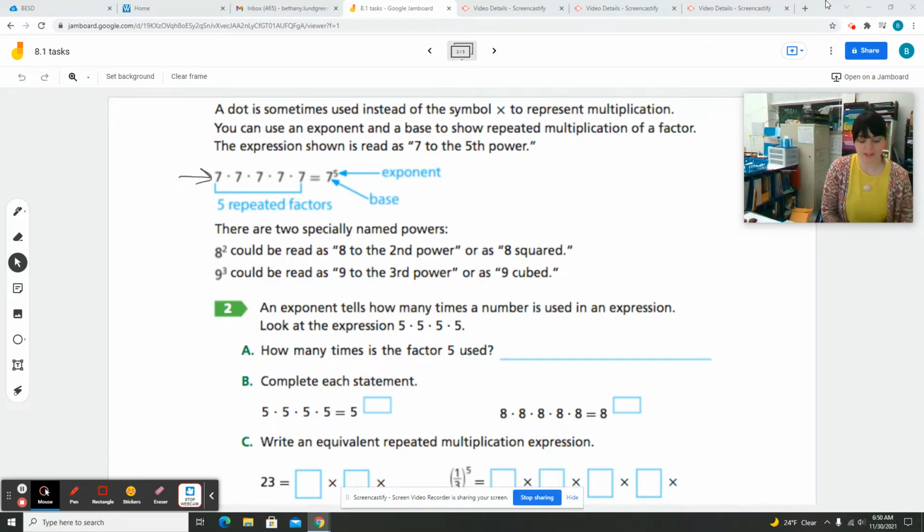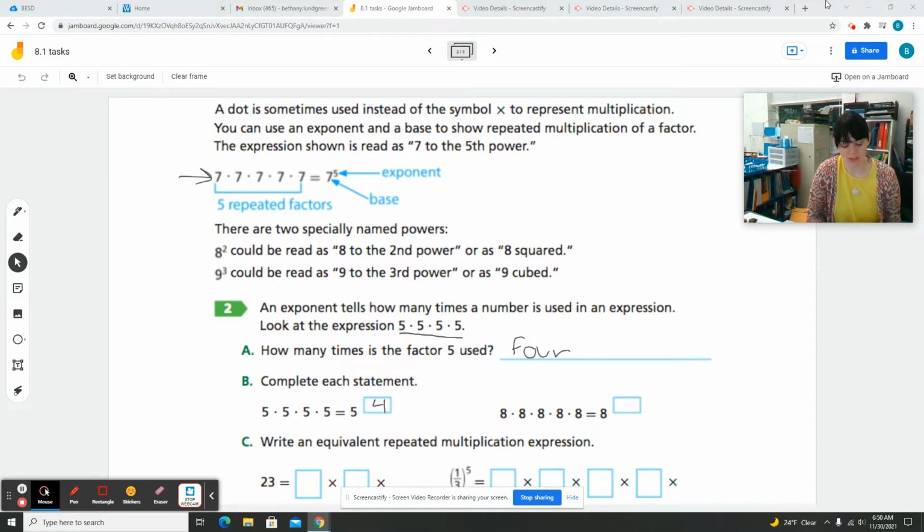For number 2, we have an exponent tells how many times a number is used in an expression. So look at the expression 5 times 5 times 5 times 5. How many times is the factor 5 used? Well, we just count how many times 5 is used, which would be 1, 2, 3, 4. 4 times. Okay. And then we're going to complete each statement for part B. We have 5 times 5 times 5 times 5. So it's 4 times. So it's going to be 5 to the 4th power.